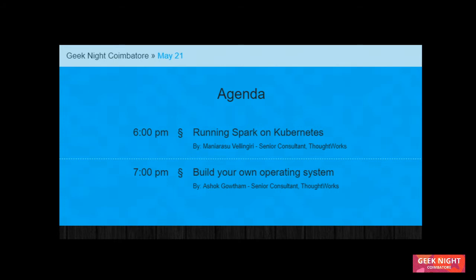And yeah, so today we are going to discuss two interesting topics. First one will be running Spark on Kubernetes, which is going to be presented by Mani, who is a senior consultant in our organization. And next to that, the topic will be building your own operating system, which will be presented by Ashok. And he is also a senior consultant. So this is pretty much the overall agenda of our session today.